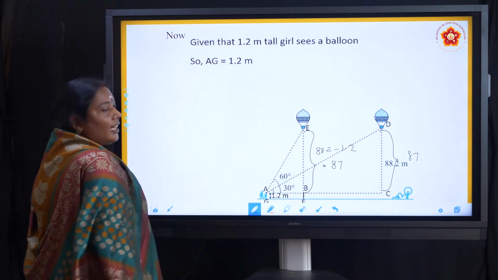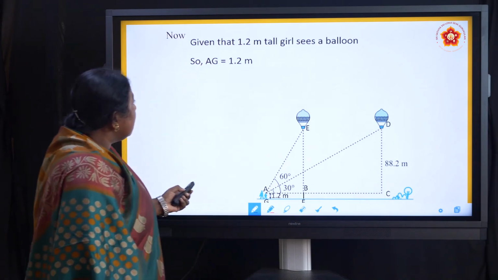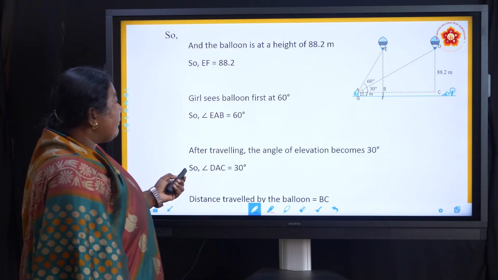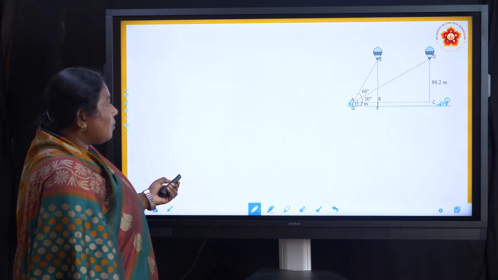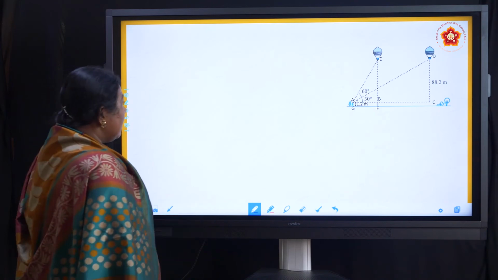Just directly start with the sum. We can clear it very easily. Please write the given perfectly. Whatever is given, it is given in the question itself, so there is no change. Just write it.